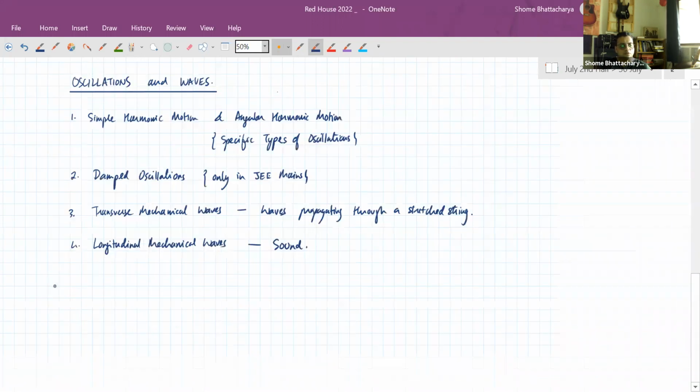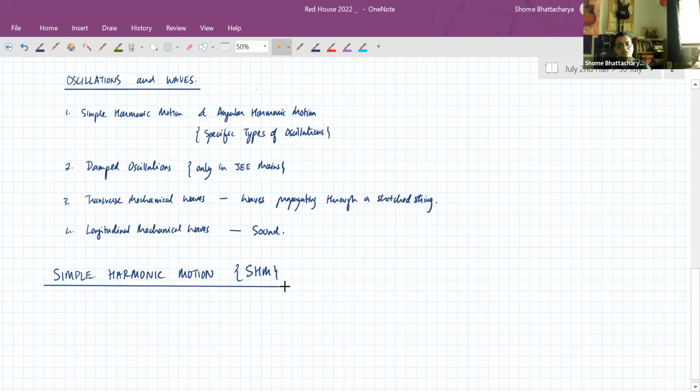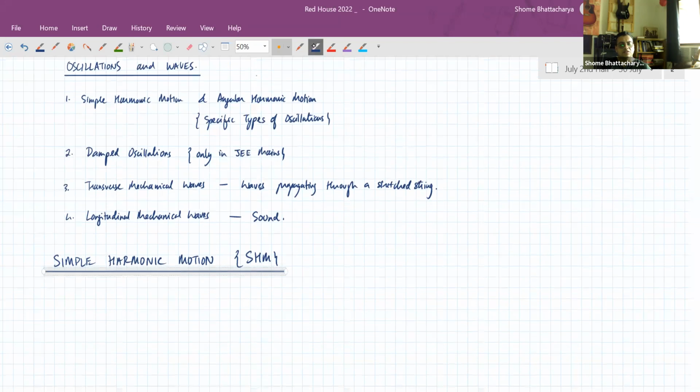So let's start with simple harmonic motion today. From now on, we'll just refer to it as SHM. I'll explain the definition and the meaning of the term simple harmonic motion. Actually, each of these words, simple and harmonic, has a specific meaning here. But before that, we'll understand motion based on periodicity, or how motion progresses with respect to time.